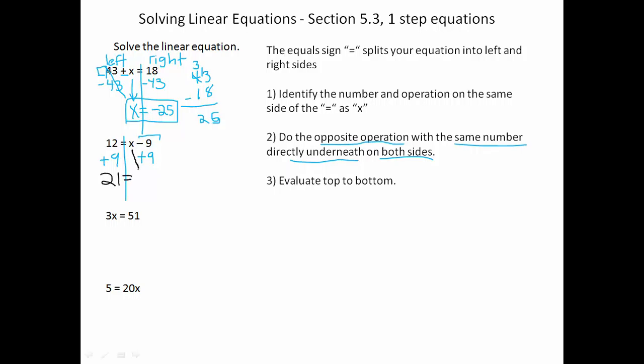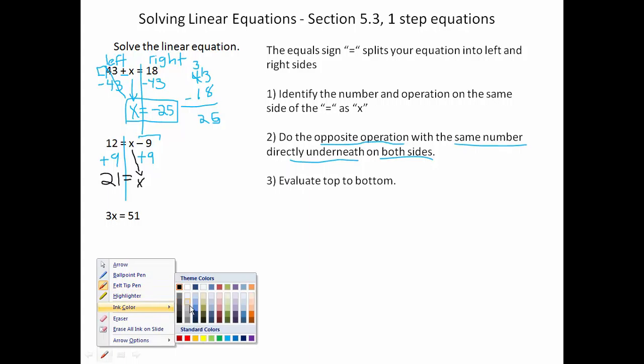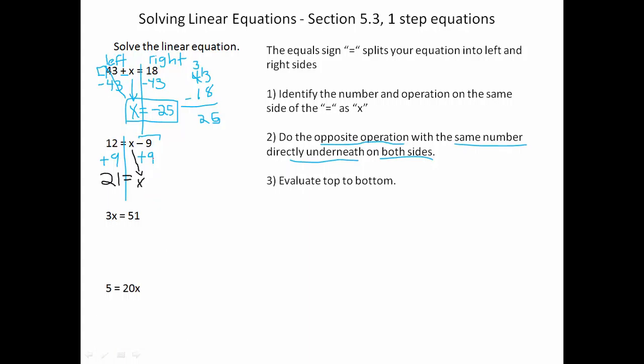And now negative 9 plus 9. When I take my negative 9 and I add 9, the signs are different, so I have to subtract them. When I subtract, I get 0, so those cancel out. That was the whole point of adding 9, was to cancel out the minus 9. So that leaves me with 21 equals x. Well, I found out what x is. It's 21, and so that's my final answer.